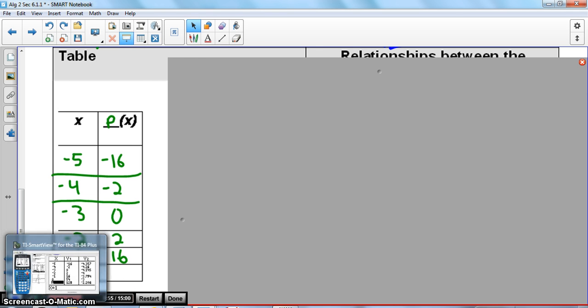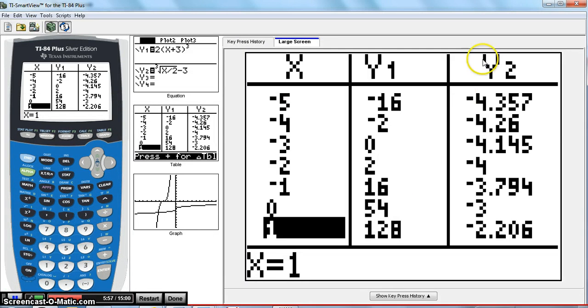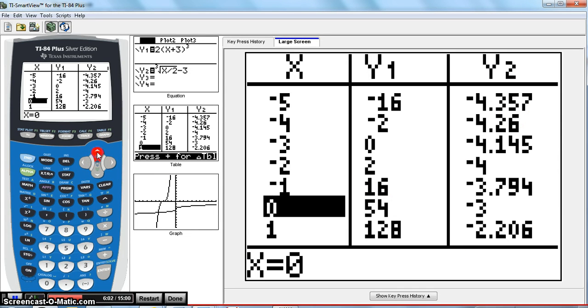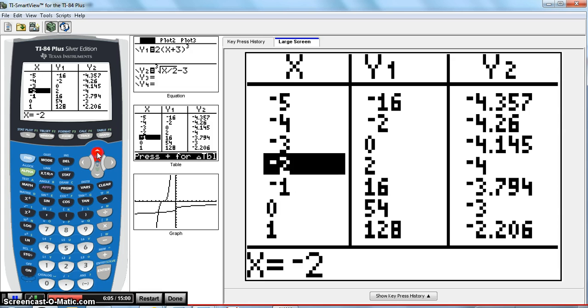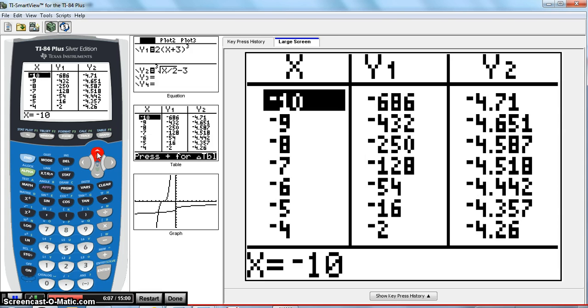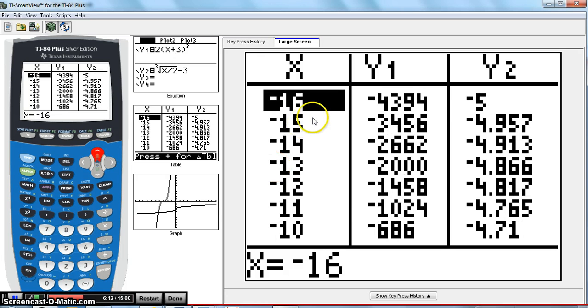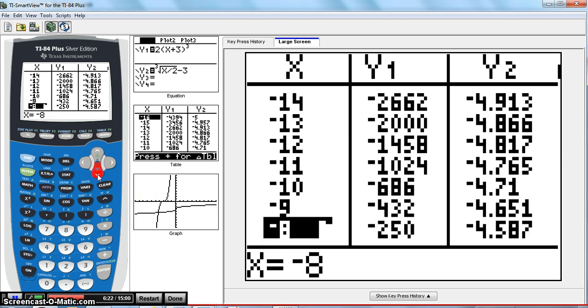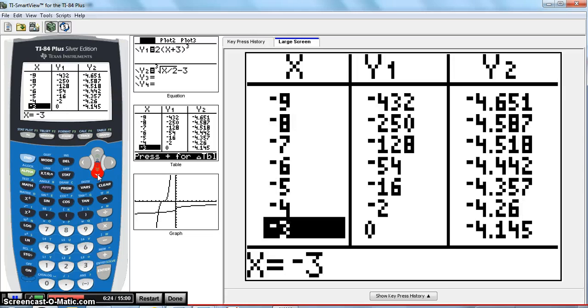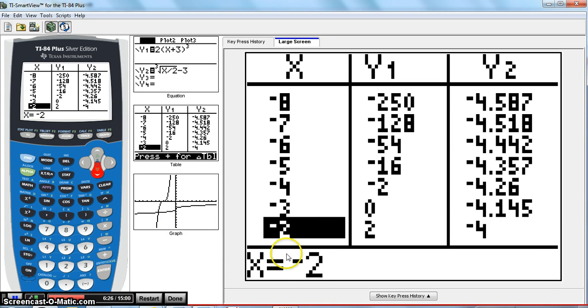And then when we look at our inverse, our y2's, notice there's a lot of decimals here, and we want to be able to graph whole numbers or integer values. So we're going to try and find integer y values first. So at -16, I have an integer y value of -5. So that's the first point I'm going to use, -16, -5. And then I'm going to scroll down to try and find another integer value for y2. And the next one I see is -2, -4.